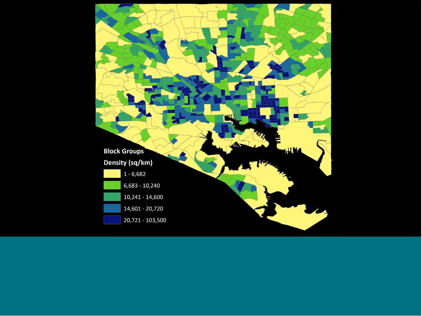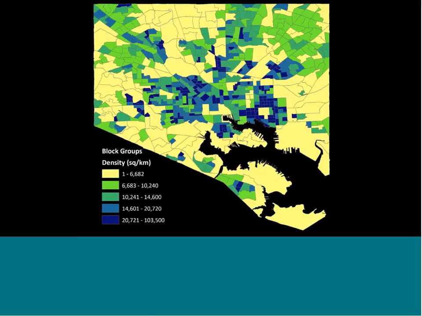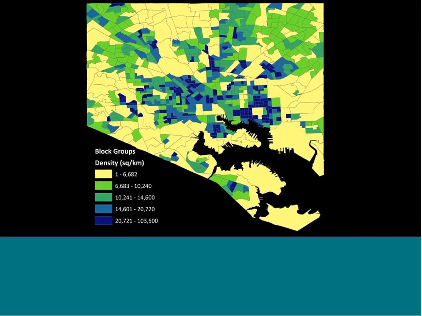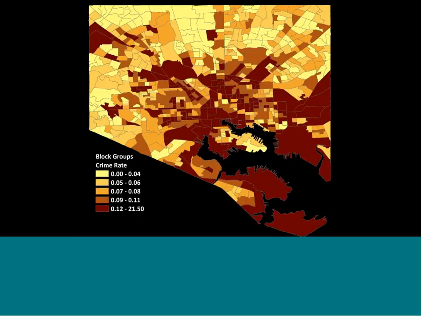Sometimes it's better to show it as a density. So this is the density of people per square mile, so count divided by area. We get a completely different looking map than the population map. And then we could also look at other things such as crime. This is a crime rate map, so it's a count of crime divided by the number of people in the block group. So rates are frequently shown for diseases and things like that.